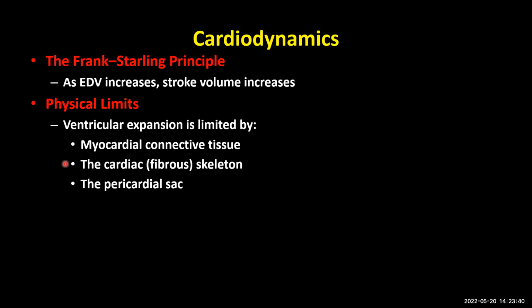The second one is called the cardiac skeleton, and this is the fibrous tissue that is between the valves, around the valves, and between the atria. That is the cardiac skeleton. And the third one is the pericardial sac, which is made of dense irregular connective tissue. So no matter how the heart distends, the pericardium cannot distend too much.